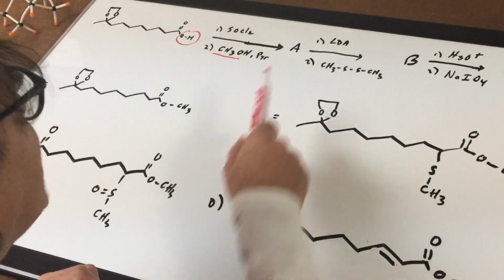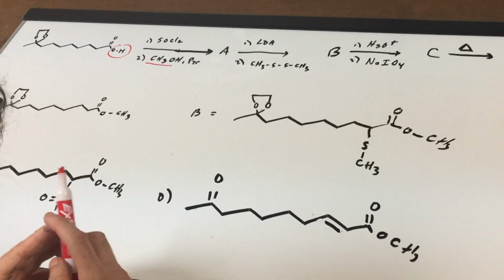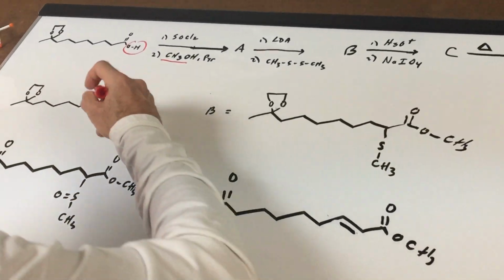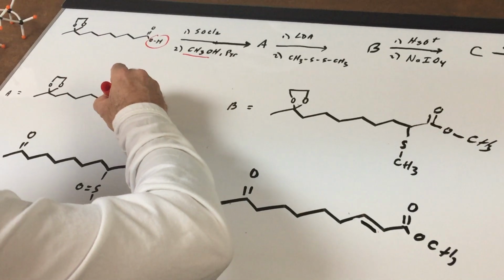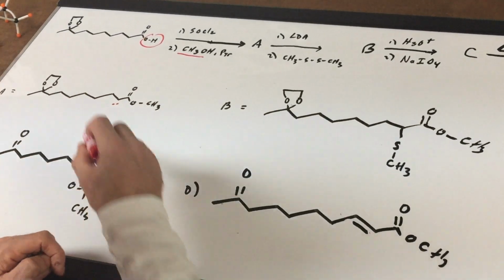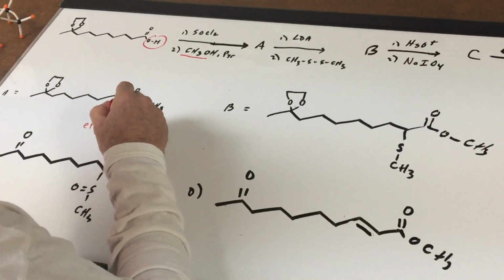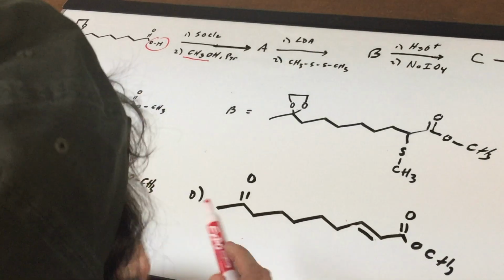The next step is LDA, which is a very strong, bulky base. And what that's going to do, it's going to remove the alpha hydrogens. And we're going to form an ester enolate. So remember that word. We get the word enolate when we remove the alpha hydrogen.